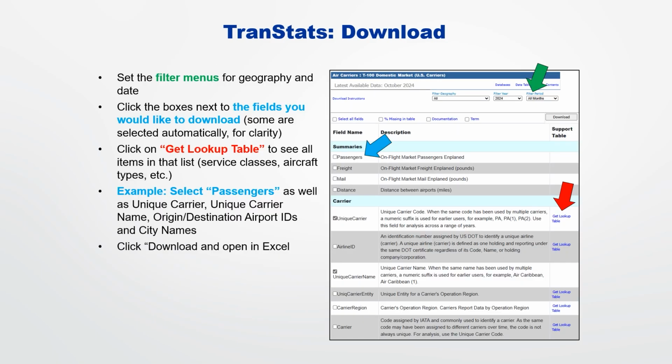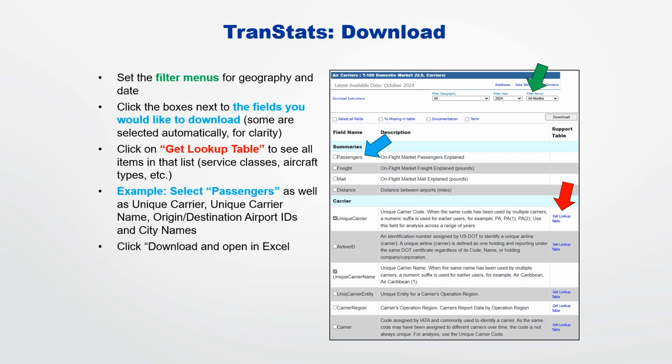To do a full download, you set the filter menus for geography and date. The advantage of the geography filter is this: if you know you're interested in flights into or out of a particular state, then you can select that state under Filter Geography, and it will limit it to traffic in and out of that state. In the international T100 data, you can filter by country. Or if you just want a particular month, you can filter by that month in any of the files.